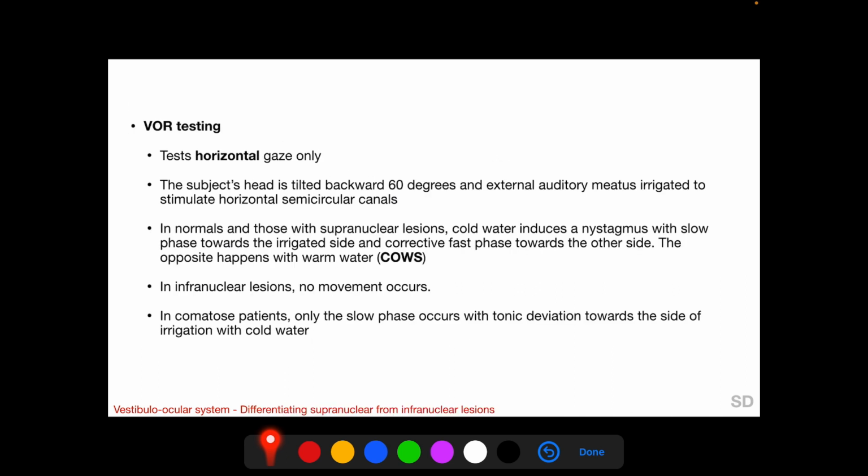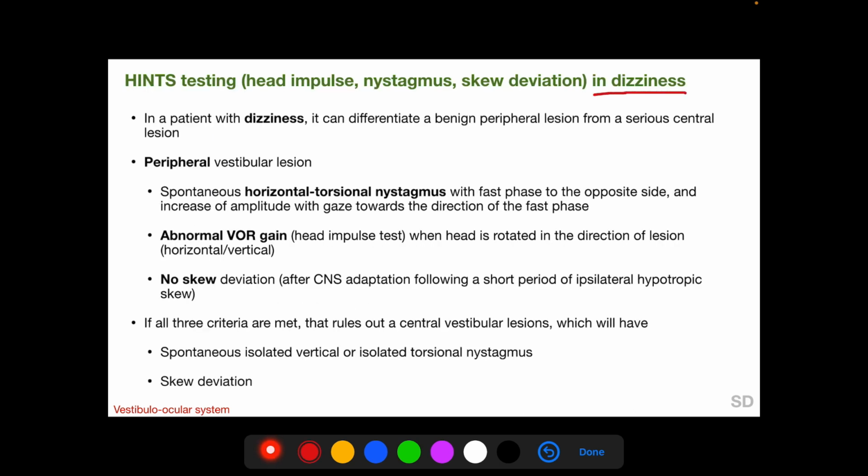The second important test to differentiate a supranuclear cause from an infranuclear cause of a gaze palsy is VOR testing, and this is usually done by the otorhinolaryngologist. In a patient complaining of dizziness, we can do Hintz testing to differentiate a benign peripheral lesion from a more serious central lesion, and Hintz testing is a combination of the head impulse testing, nystagmus and skew deviation.